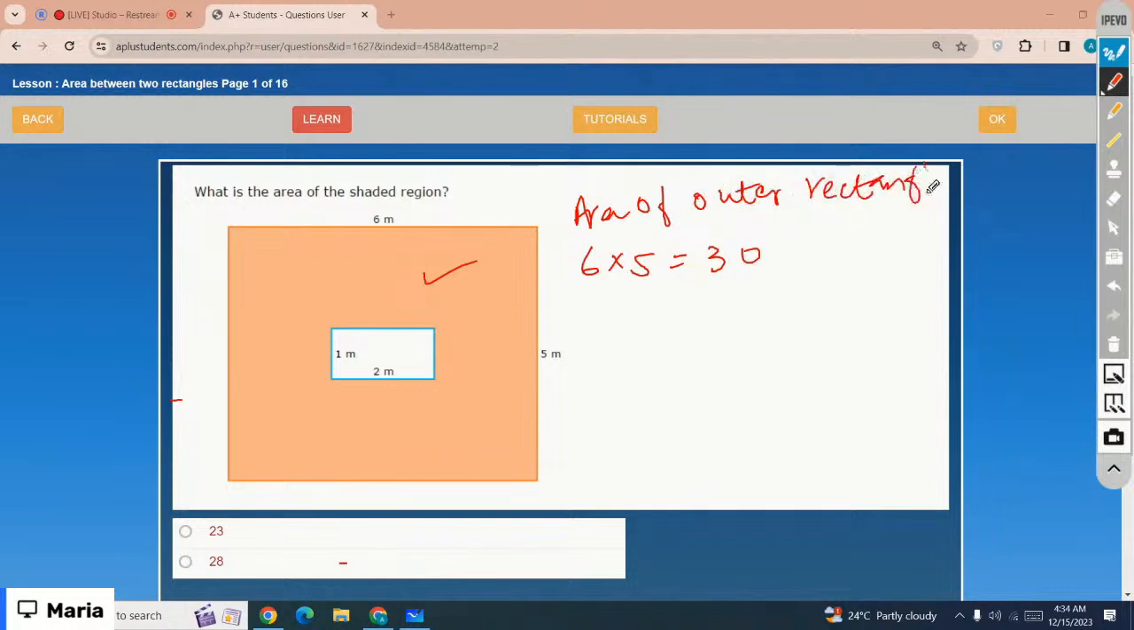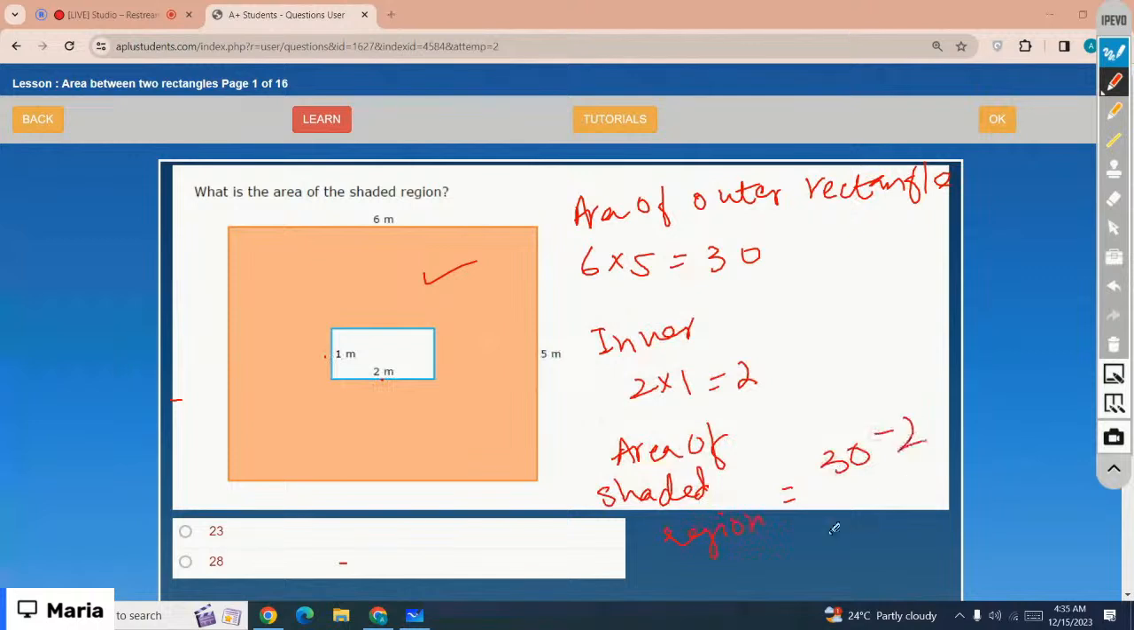Now let's just calculate the area of the inner one. It has the measurement 2 and 1, so you have to do 2 times 1, that is 2. To calculate the area of the shaded region, you subtract the area of the inner rectangle from the outer one. 30 minus 2, that is 28. So the correct option is 28, right?